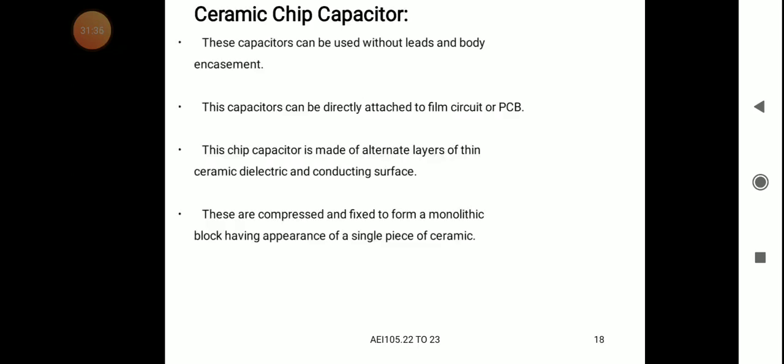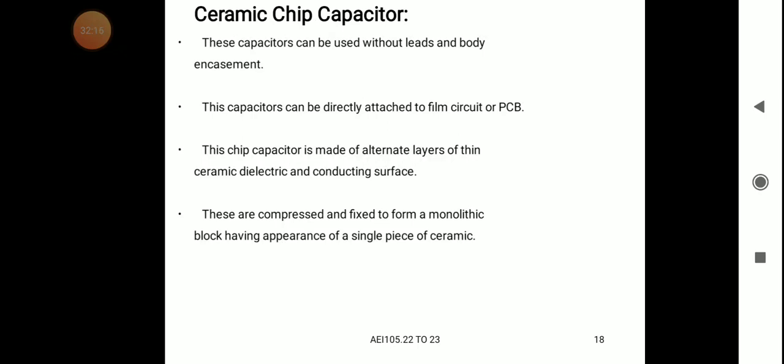The next one is ceramic chip capacitor. Here we are using ceramic as a dielectric material. These capacitors can be used without leads and body encasement. This type of capacitor doesn't have any leads or any encasement. These capacitors can be directly attached to a film circuit or PCB.